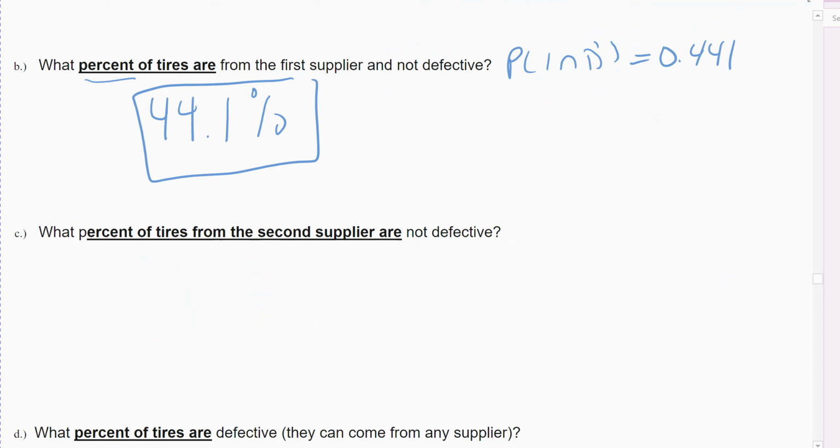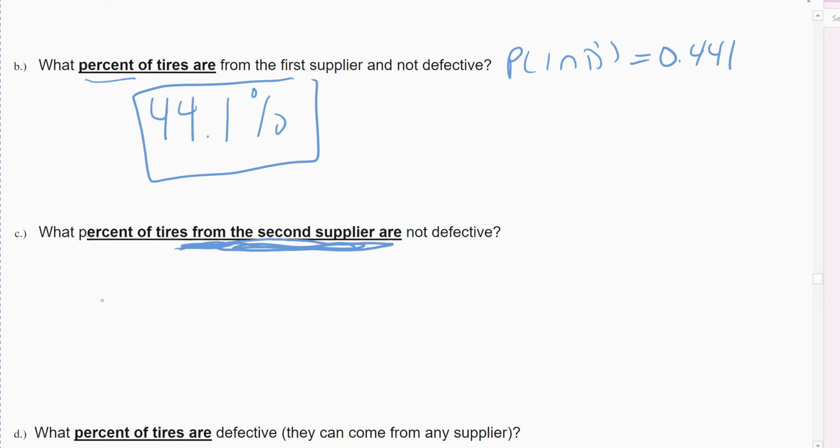What percent of tires from the second supplier are not defective? Again, I've highlighted the important phrase here. The first one was, what percent of tires are this? This one, though, the wording changes. What percent of tires from the second supplier? So we're not looking at any tire, we're not looking at the universal case. We're narrowing it down to, I know I've got a tire from the second supplier. So given the second supplier gave me the tire, what's the chance it's not defective?